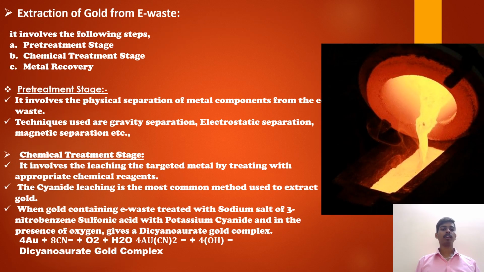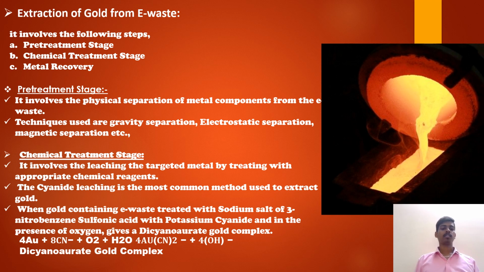Extraction of gold from e-waste. It is a very important topic which we are studying here, and we all know about it. It involves the following steps. First one is the pre-treatment stage, the second one is the chemical treatment stage, and the third one is metal recovery. Pre-treatment stage: it involves the physical separation of metal components from the e-waste. Techniques used are gravity separation, electrostatic separation, magnetic separation, etc.